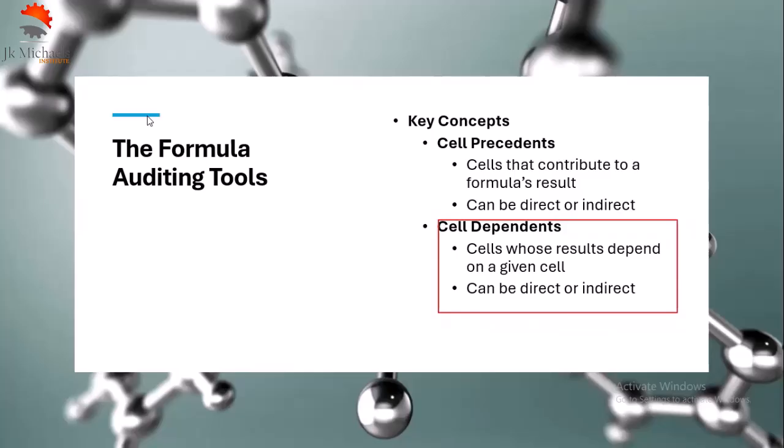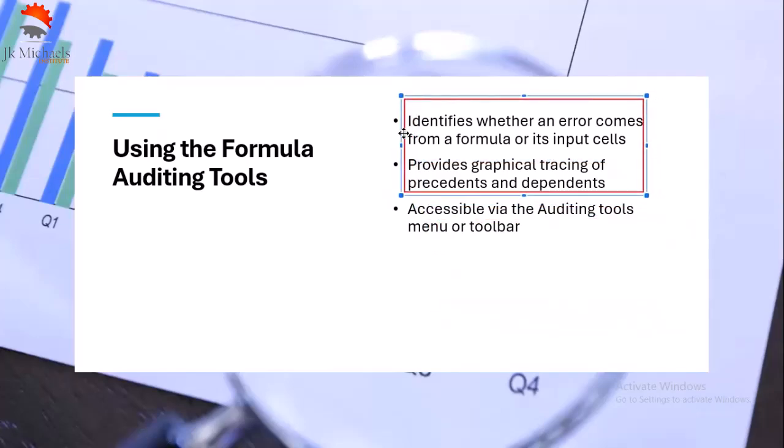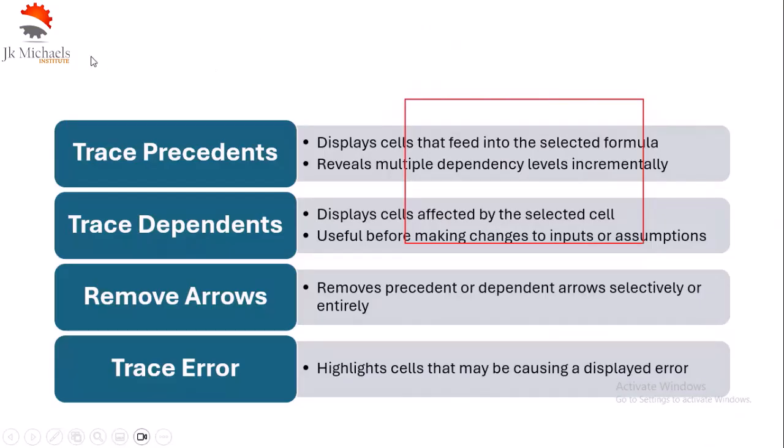And then how do we use this, right? The formula auditing tools identify whether an error comes from a formula or from its input cells. They provide a graphical tracing, which helps us trace the dependents and the precedents. And we use the auditing tools menu or toolbar, right? In the formula section. And then, so we have what?